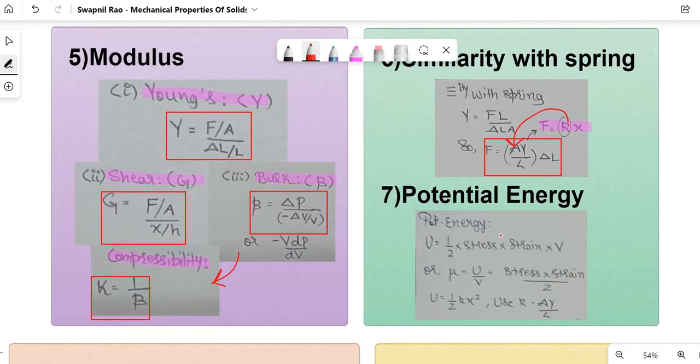So next one will be potential energy. There are a couple of formulas. One is potential energy is equal to half into stress into strain. This is the main formula, but they can ask what is energy density. If they ask you what energy density is, then you have to divide the entire thing by V. So that will become U by V. It is given by sigma, by the way.